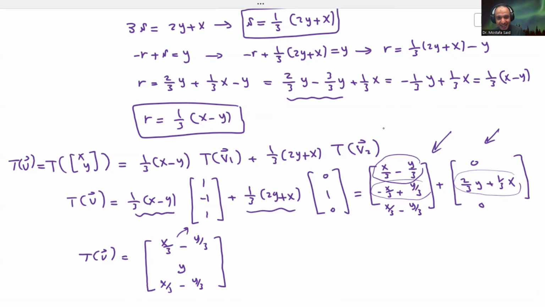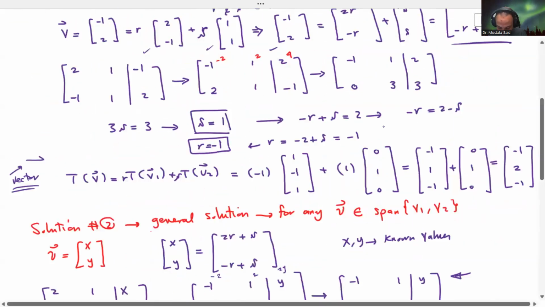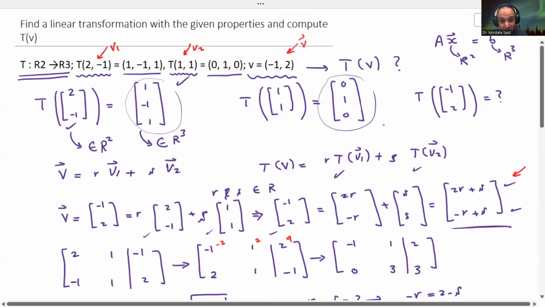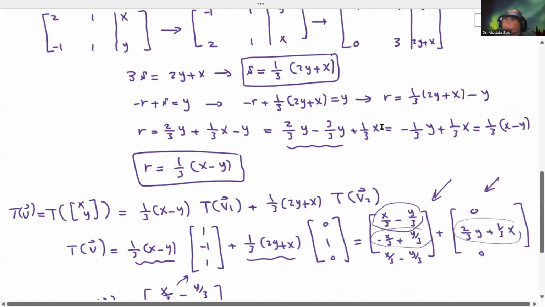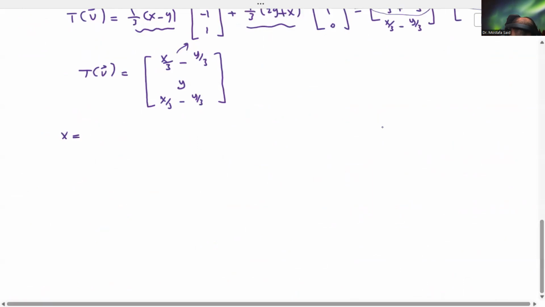That's more general. Now let's substitute x and y with the given values. These values, -1 and 2. So let's put x equal to -1 and y equal to 2. Okay? That's the special case.